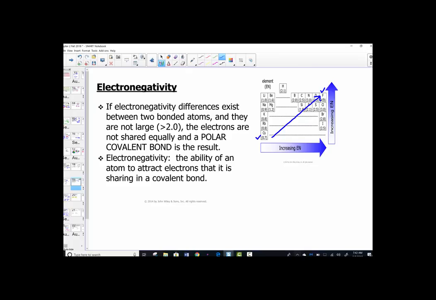So when we look at the electronegativity difference between two atoms that are bonding, we can find out on the scale what type of bond exists. If the difference between the two atoms is large, meaning greater than 2.0, the electron is not shared equally. So remember, if it's greater than 2.00, you're looking at something called an ionic bond.